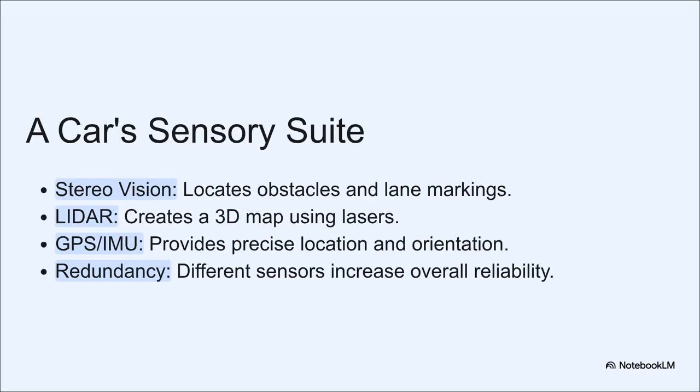It's a completely different way of perceiving reality, and in many ways, it's way more detailed than our own. A self-driving car uses a whole suite of sensors to pull this off. It's got stereo cameras for things like lane markings, LiDAR for building that 3D map with lasers, and GPS to know exactly where it is.